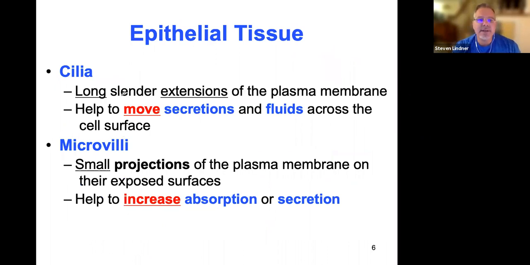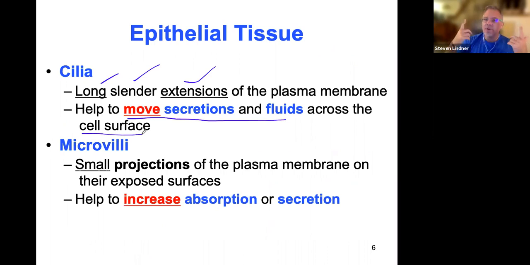We talked about the cilia before. We mentioned that they are long, slender extensions. They come off the cells or the plasma membrane, and they help to move secretions and fluids across the cell's surface. That's what we saw along the trachea with the ciliated columnar cells, and those cilia beating rhythmically upwards. Women also have cilia in the uterine tubes or the fallopian tubes, and they're beating rhythmically to bring the sperm and the egg together for conception. Okay, so we don't just see it along the respiratory tract. We'll see it along the reproductive tract as well.